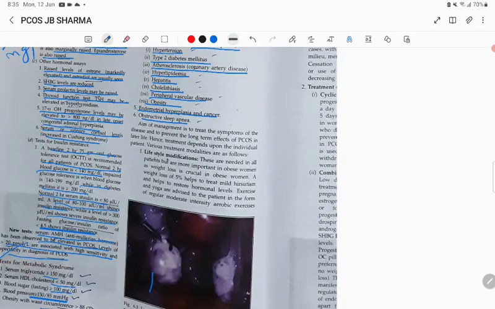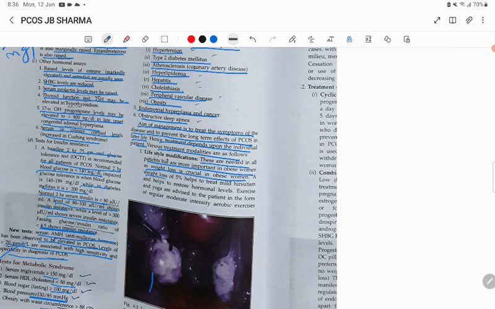The aim of management is to treat symptoms of the disease and to prevent the long-term effects of PCOS in later life. Hence, the treatment depends on the individual patient. Various treatment modalities are as follows. One is lifestyle modification. This is needed in all patients but is more important in obese women. Weight loss is crucial in obese women.